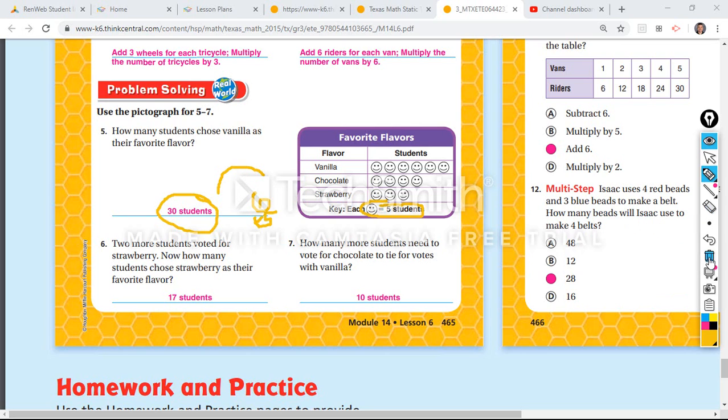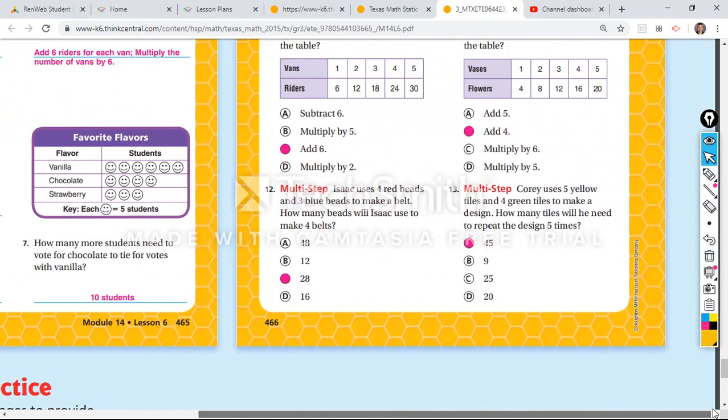Okay, so the next one, just do the steps. 2 more students voted for strawberry. Now how many students chose strawberry as their favorite? So strawberry, multiply by 5: 5, 10, 15, and then plus 2 more, that's 17. How many more students need to vote for chocolate to tie for votes with vanilla? Chocolate has 5, 10, 15, 20. So you need another one, 5, 10 to be even, equal. Okay, that was easy. You're doing a great job.